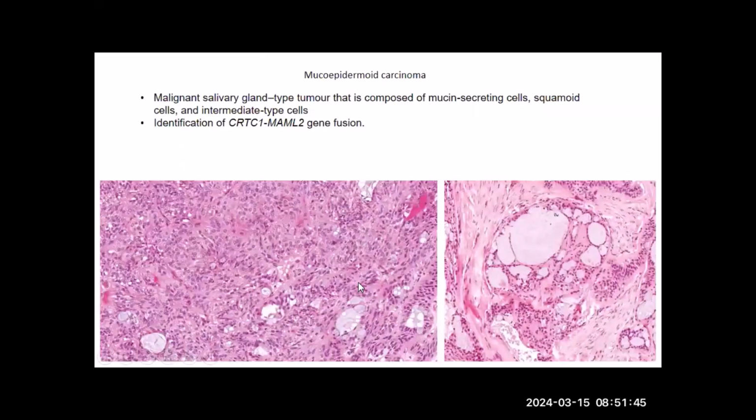Another entity is the mucoepidermoid carcinoma. This has mucin containing cells in addition to the squamoid cells. It is characterized by the CRTC1-MAML2 gene fusion. It's important to differentiate this from an adenocarcinoma. TTF1 is always negative in a mucoepidermoid carcinoma. So if there is a lot of mucin in a core biopsy, and TTF1 is negative, we have to suspect a mucoepidermoid carcinoma.